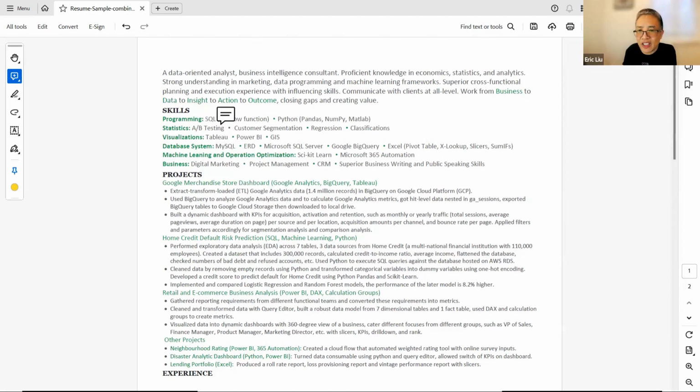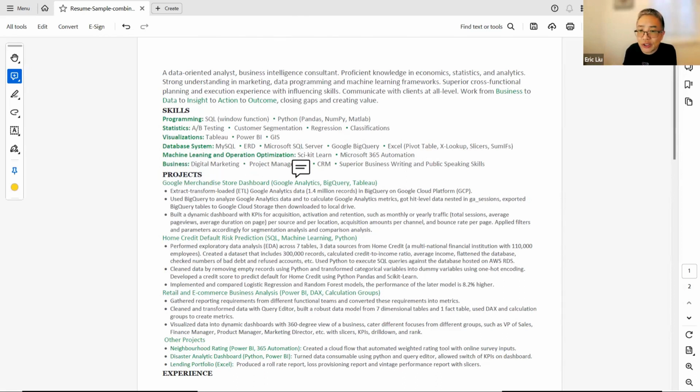SQL is the name of the database system and also the name of the programming language. Over here, she mentions MySQL and Microsoft SQL Server. ERD stands for Entity Relationship Diagram. She also mentioned Google BigQuery, which is SQL in GCP, Google Cloud Platform. She used it in one of the projects, the Google Merchandise Store dashboard. And she also mentioned Excel.